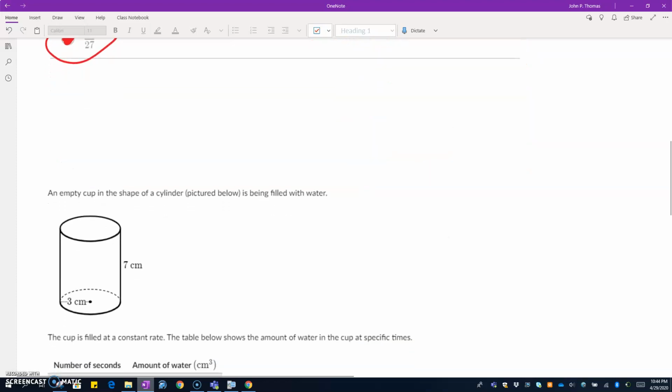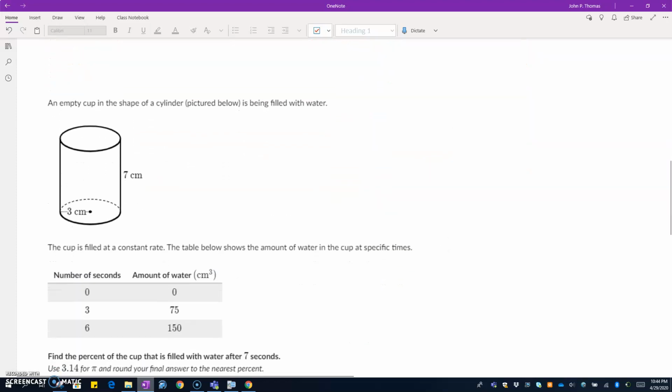We've got an empty cup in the shape of a cylinder, pictured below, being filled with water. The cup is filled at a constant rate, and the table below shows you how much. Now, what I notice here is every 3 seconds it goes up by 75, so that means we're really going up by 25 cubic centimeters per second. That's our rate of increase in there.